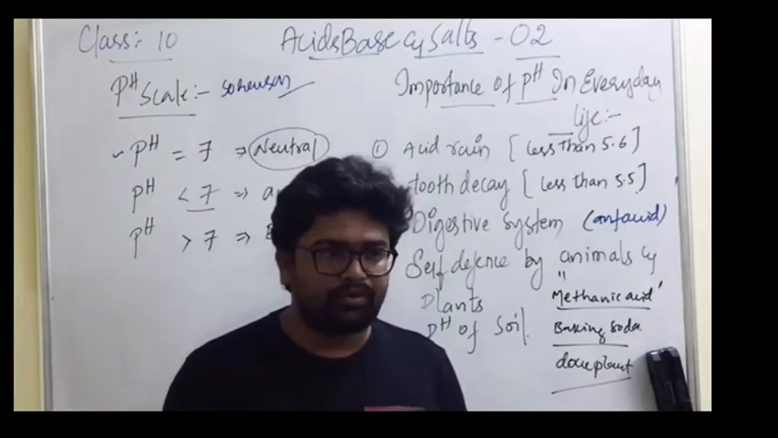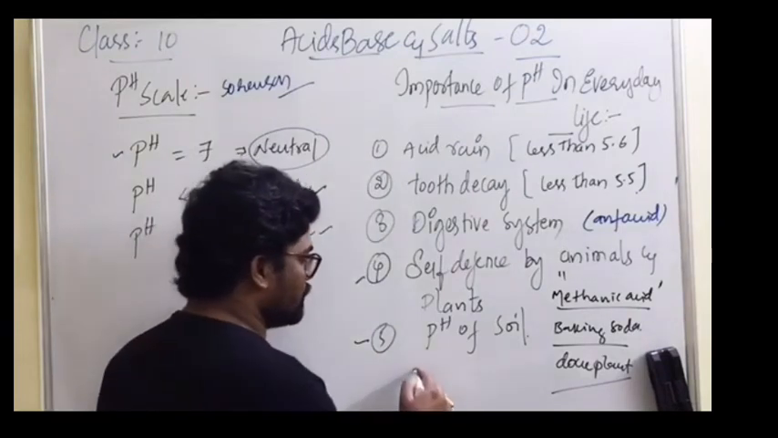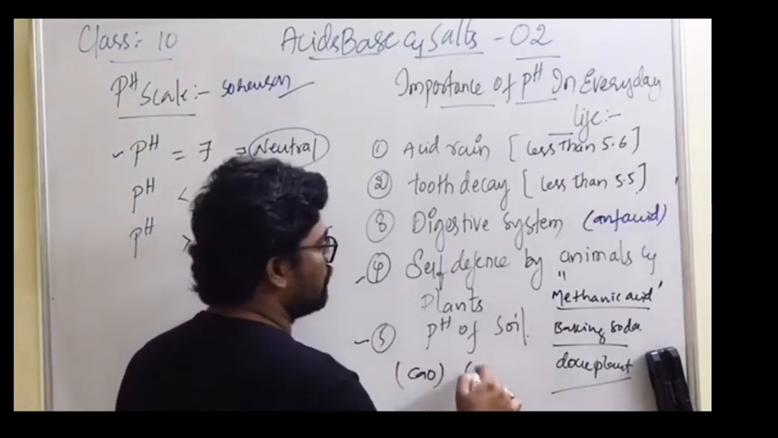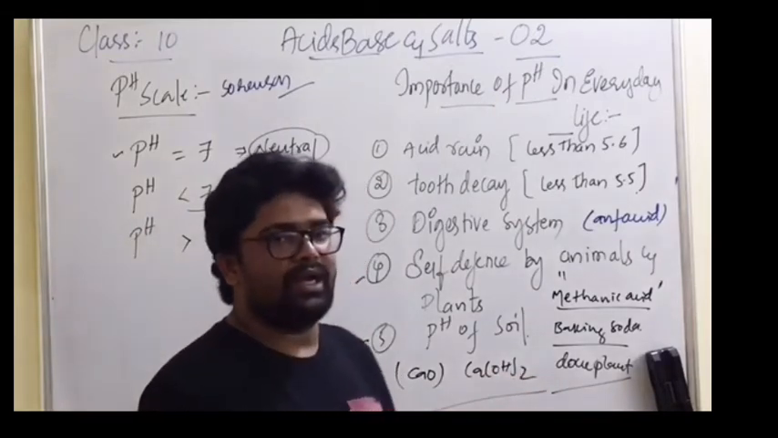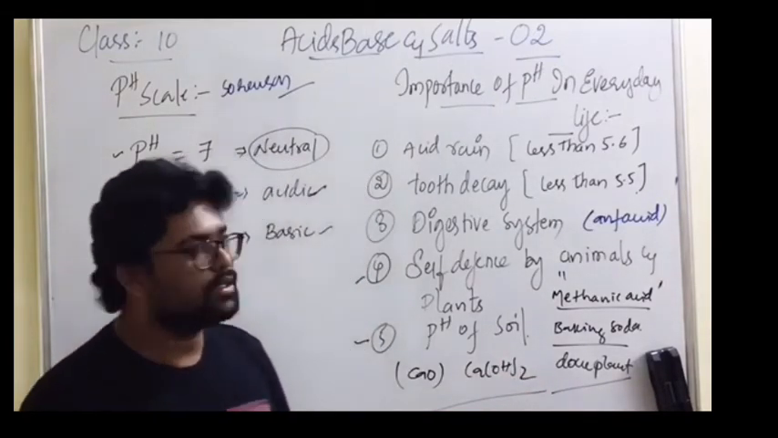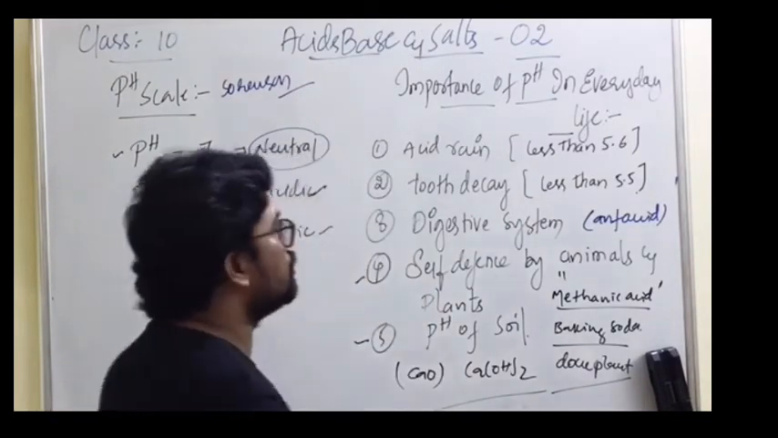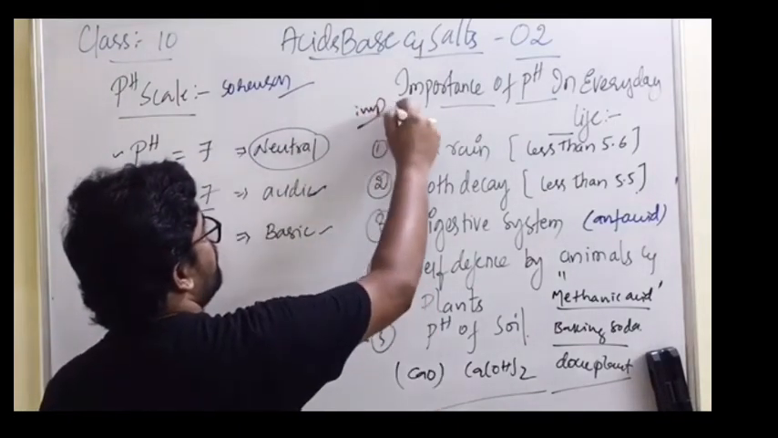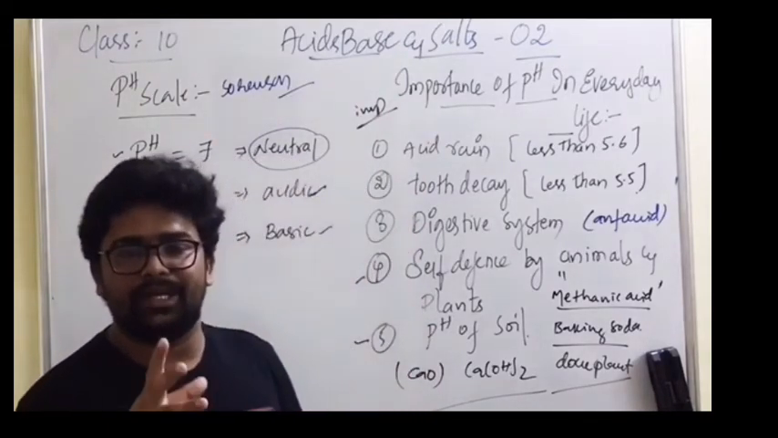So to prevent this, when soil is more acidic or more basic, we have to use certain substances like calcium oxide or calcium hydroxide. By using these, we can neutralize the pH of the soil. So all these are the effects and the importance of pH in our daily life. It is also one of the important concepts. Now let us discuss how we find the pH of salts.